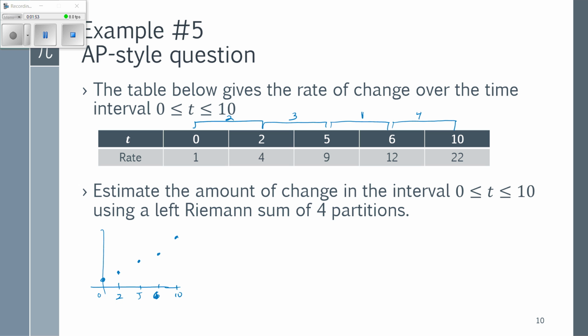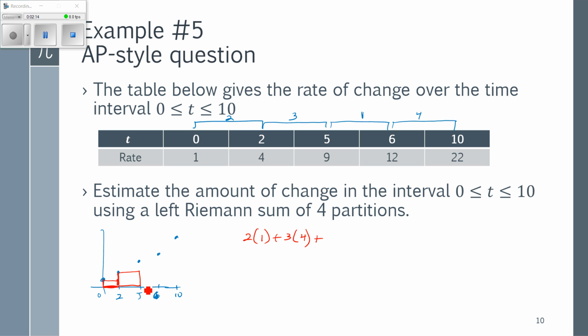But I don't really need any more than this, because all I want to do is say, well, if I'm doing a left Riemann sum, from 0 to 2, I use the left side, which is the 0. So I have a width of 2 and a height of 1. For the second, that's from 2 to 5, which is a width of 3. Left says I use the 2 for the height, so that's a height of 4.